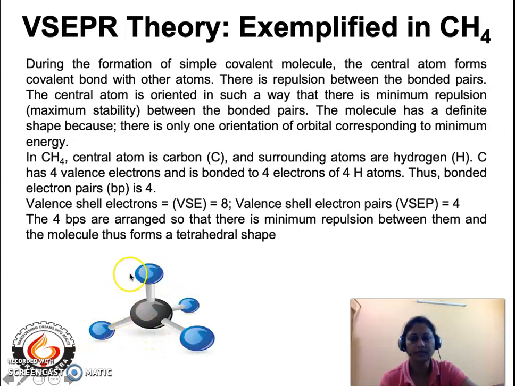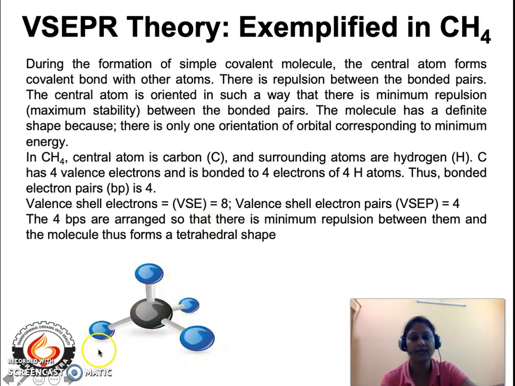So let us see what are the total electrons that are involved in bonding. There are 8 electrons that are involved in bonding, and so the valence shell electrons, that is VSE, of this methane molecule is 8. And how has this 8 come? It is because of the 4 valence electrons of carbon and 4 electrons of hydrogen.